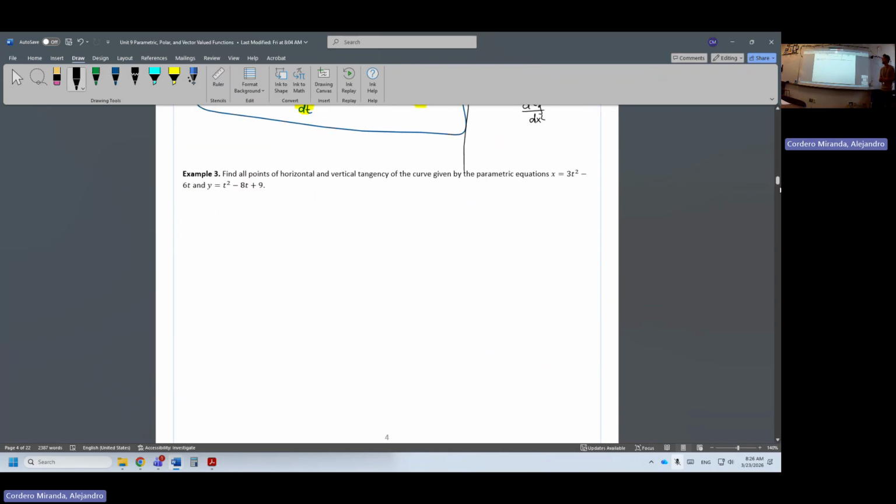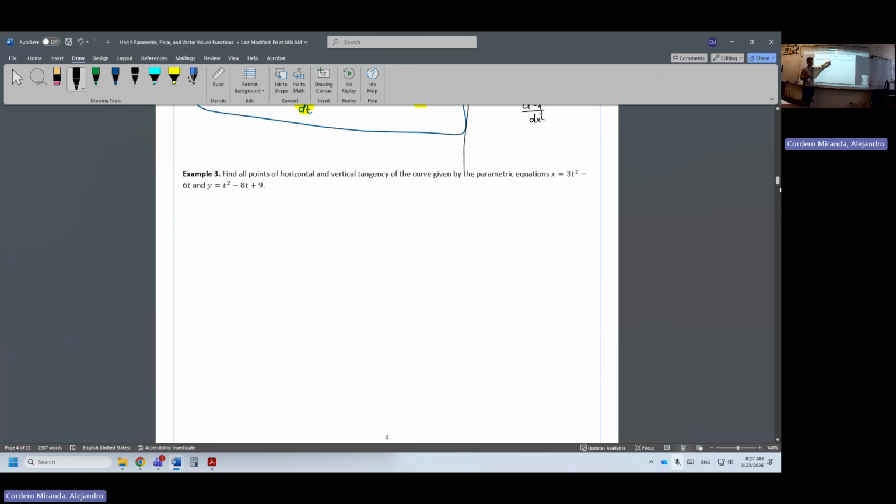says find all the points where the tangent line is horizontal and where it's vertical, given those parametric equations, which all has to do with the slope of the function. So do you guys remember how to find, let's just talk about horizontal tangent line. Where would that happen? Top is 0. Yeah, where the slope is 0. In other words, where dy/dx is 0. In other words, where the top of the fraction is 0.